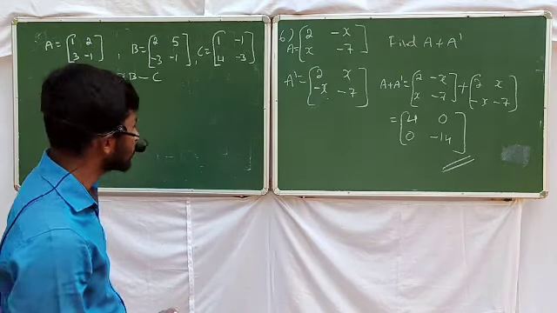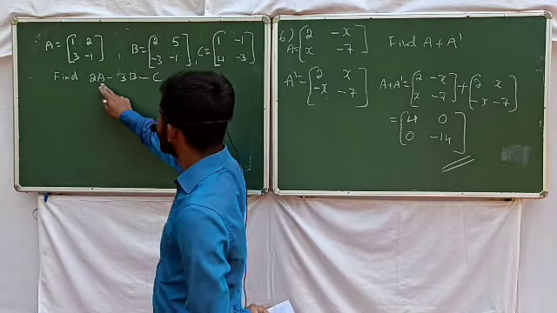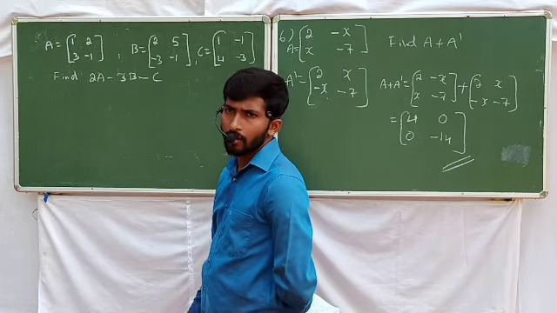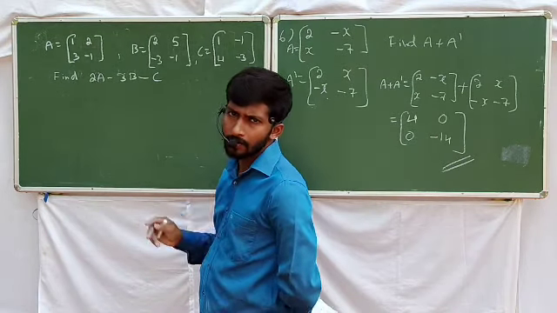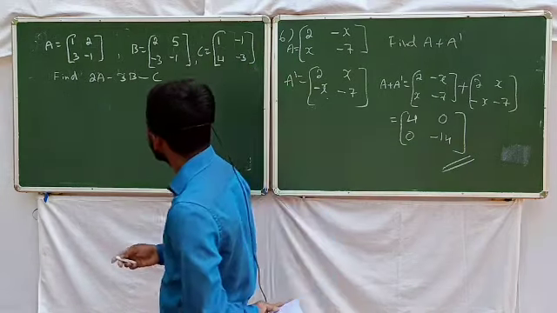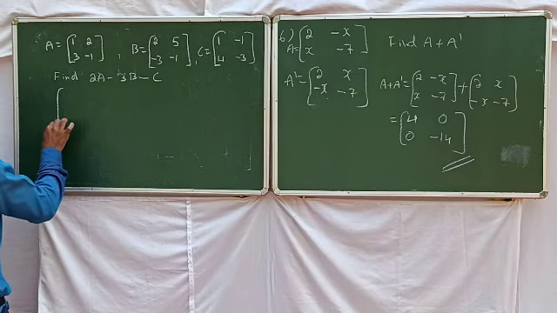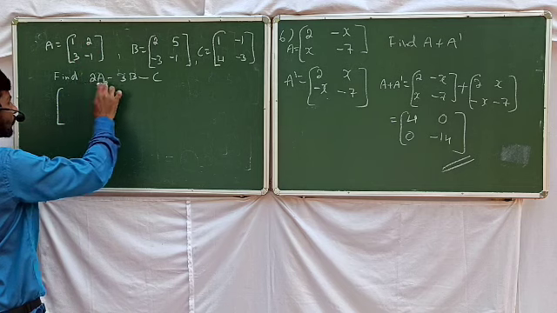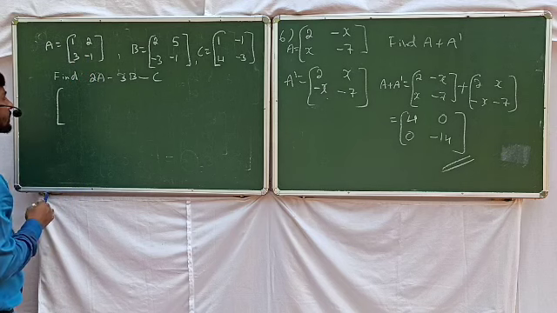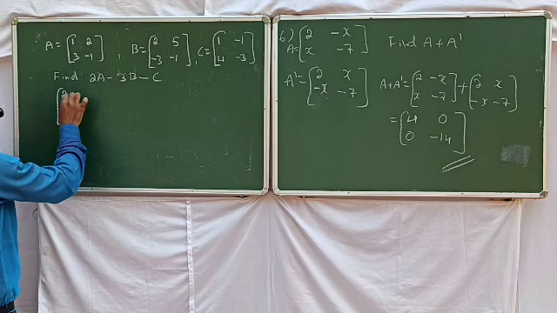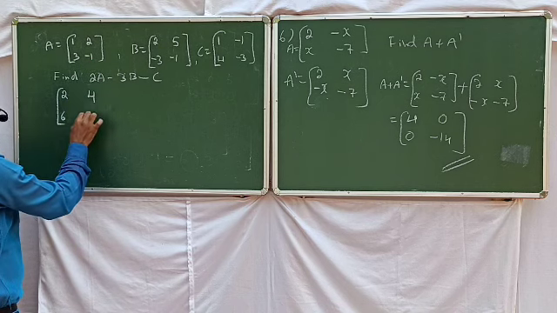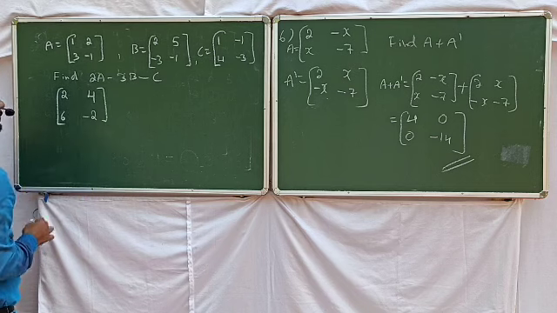To solve this problem, first you need to find 2A value, then 3B value, then C is already given. You can do the operations simultaneously or separately: find 2A value, 3B value, then simplify. Here I will write the 2A value directly. How to get 2A? It's a scalar multiplication, multiplying 2 to each element of the matrix A. 2 into 1 is equal to 2, 2 into 2 is equal to 4, 2 3s are 6, 2 into minus 1 is equal to minus 2. It's the value of 2A.